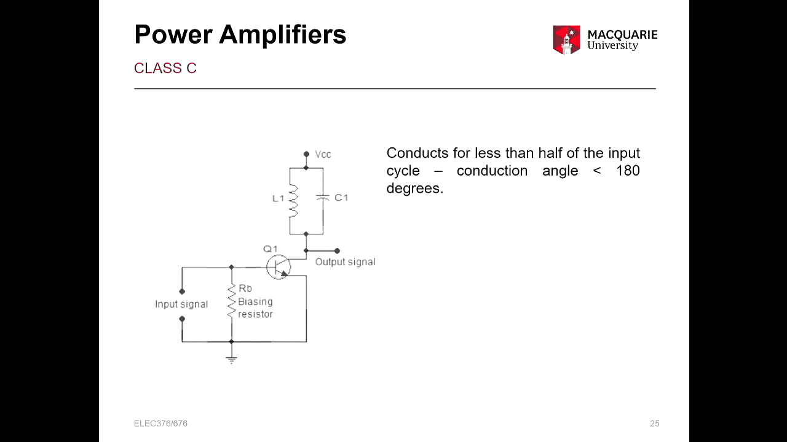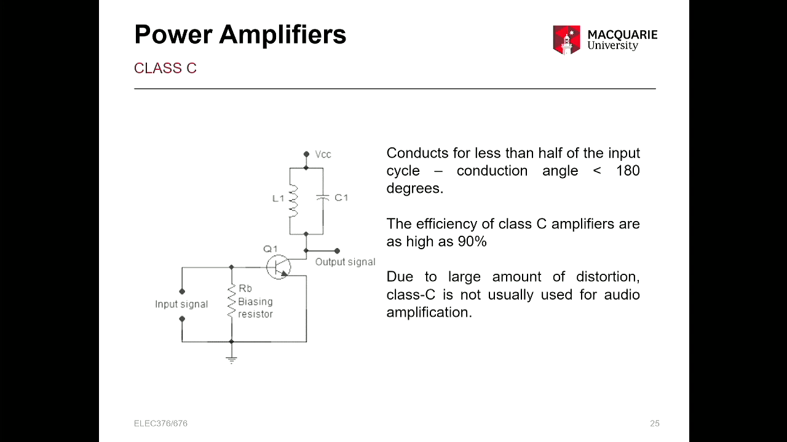So these conduct for less than half of the input cycle. Conduction angle is less than 180 degrees, less than pi. These can be very efficient. They can be up to 90%. There's not such a clear calculation for optimizing class C efficiency, so that's a rough figure, but ones you can buy can approach that. But obviously there's a large amount of distortion because you're losing a lot of your signal. So pretty much never used for audio amplification. And these are actually just used really in RF applications such as RF oscillators.